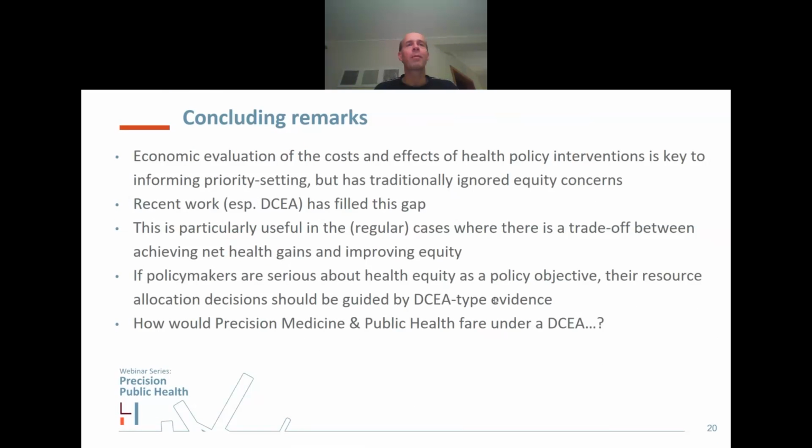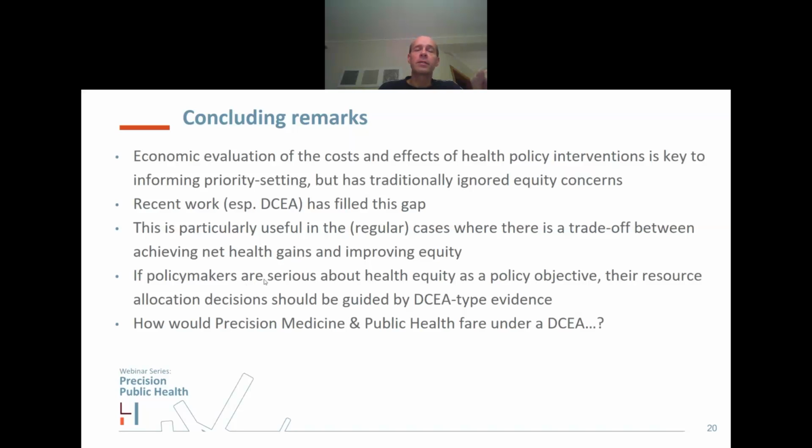And I need to really quickly wrap up with the last remarks here. What I've tried to get across in this brief talk is that economic evaluation of both the costs and the benefits of policy interventions is key to informing priority setting, but it has traditionally ignored equity concerns, and I think increasingly equity is important. Recent work has filled this gap, and this is particularly useful in the likely many cases where we face a trade-off between achieving higher net health gains and improving equity.